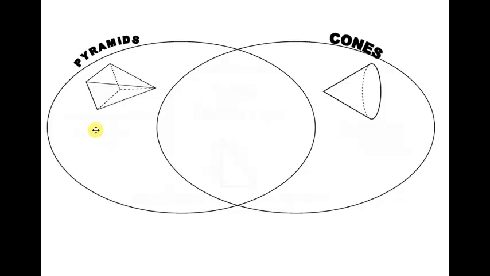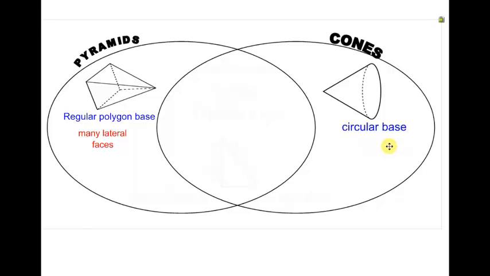Cones and pyramids are both alike and different. Let's do a little compare and contrast. In a pyramid, remember, it's only got the one regular polygon base, at least the ones we're going to study. And the cones, they've got one circular base. Back over to pyramids, you've got many lateral faces, all those triangles, as many as you want, depending on how many sides you have on the base. And in our cone, we're only going to ever have one lateral surface. It'll be that one continuous curved surface.